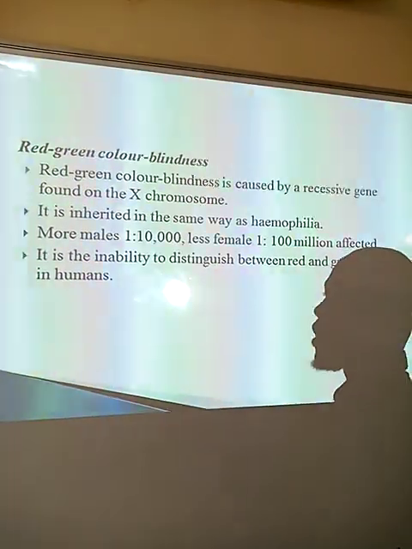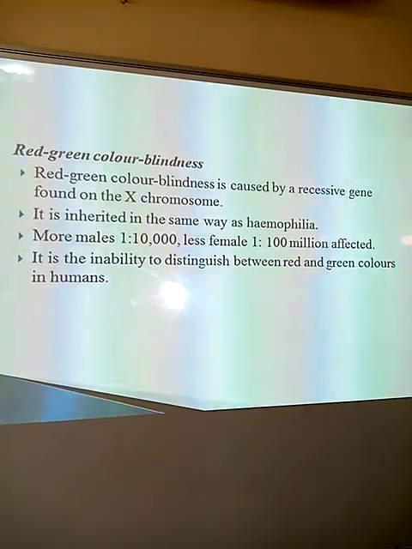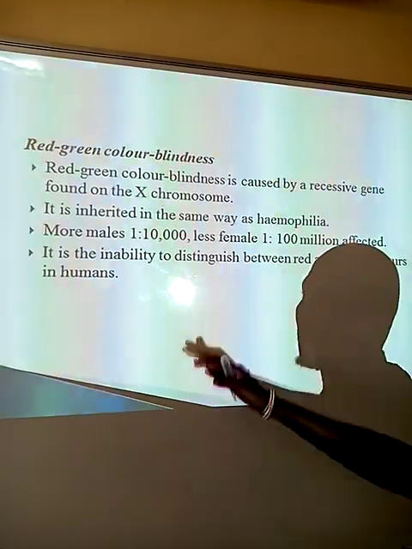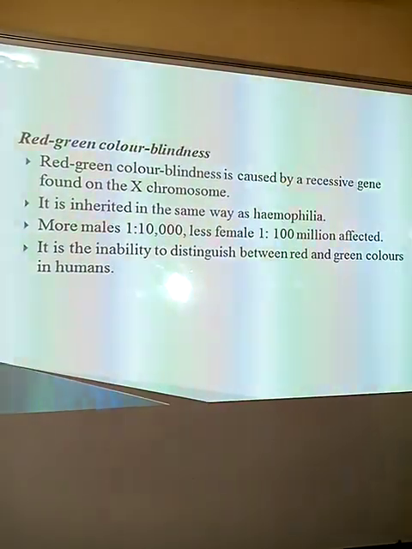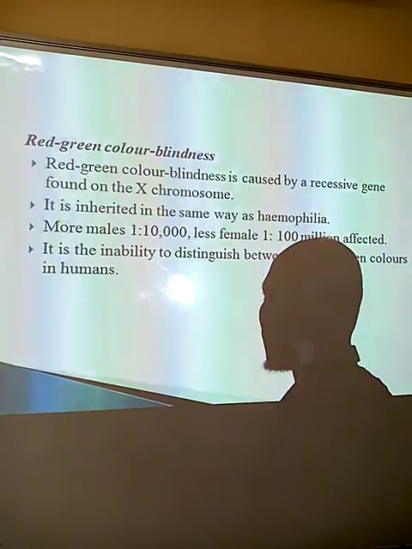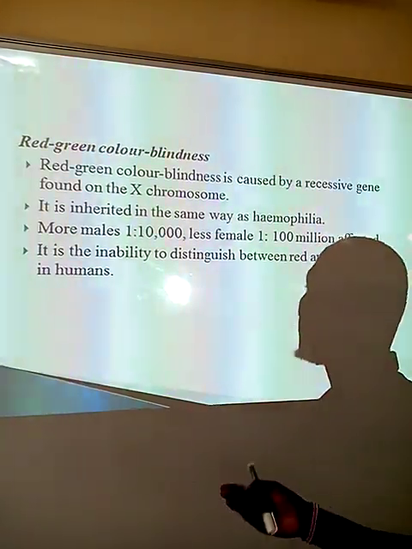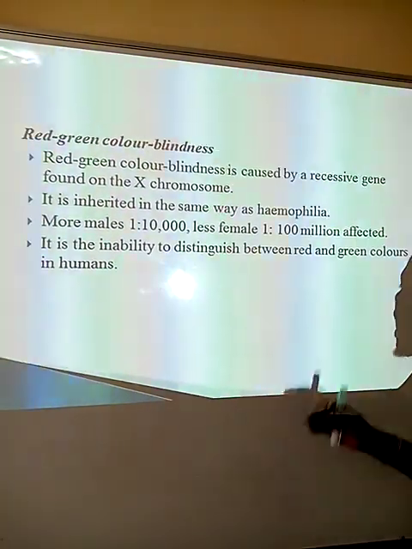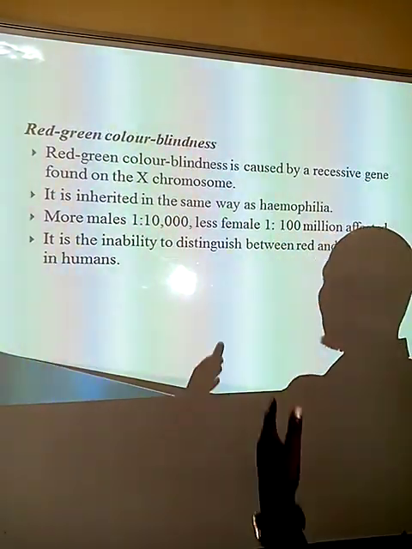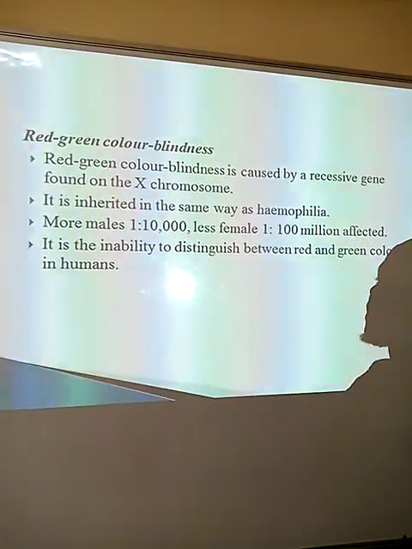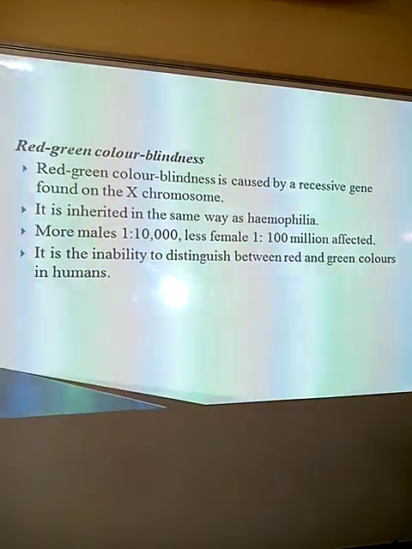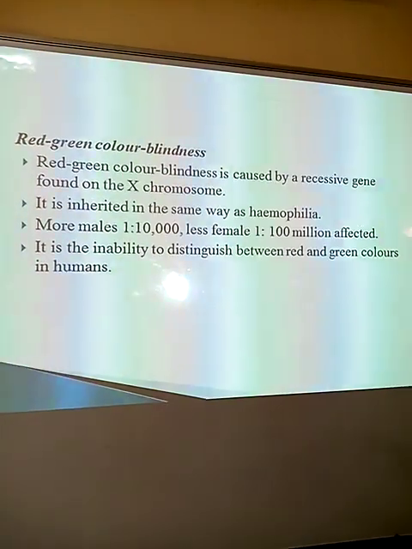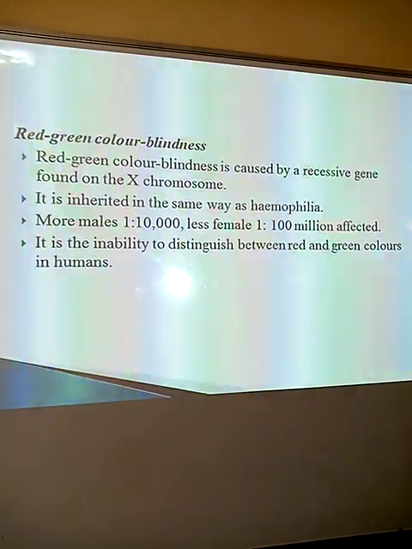1 in every 10,000 males will suffer color blindness. Fewer females will suffer, that is 1 in 100 million can be affected. Color blindness is the inability to distinguish between red and green colors. That is in human beings. You may find that somebody is seeing red as green, another one sees green as red. So color blindness is always caused by a recessive gene which is linked on the X chromosome.